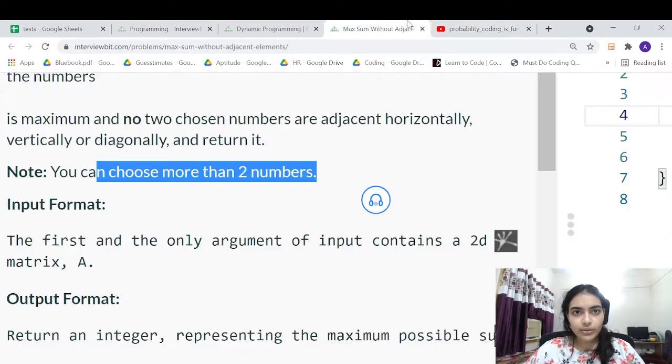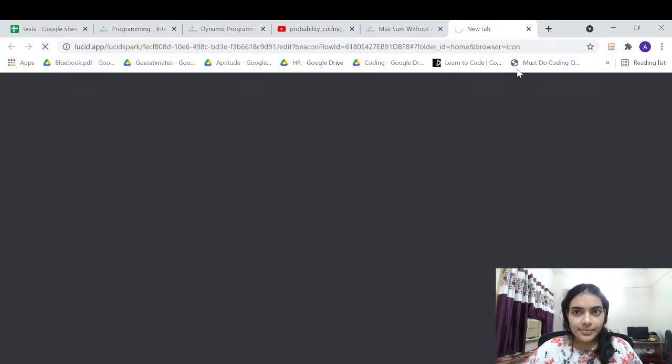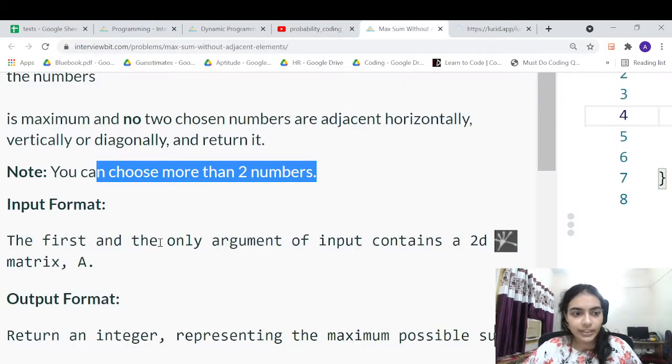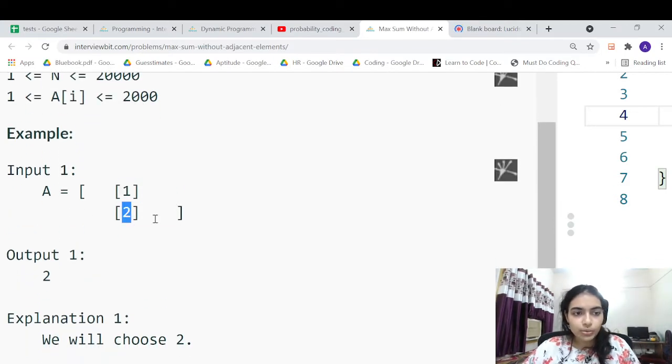So let's try to take an example to understand this problem. Let me just quickly open up the board and we will understand. But let's take examples meanwhile. For example, we have 1 and 2, right? So if we take 2, we cannot take 1. If we take 1, we cannot take 2, because we cannot take adjacent elements together. These two are adjacent, right? So we should take the maximum between 1 and 2. So it will be 2 in this case.